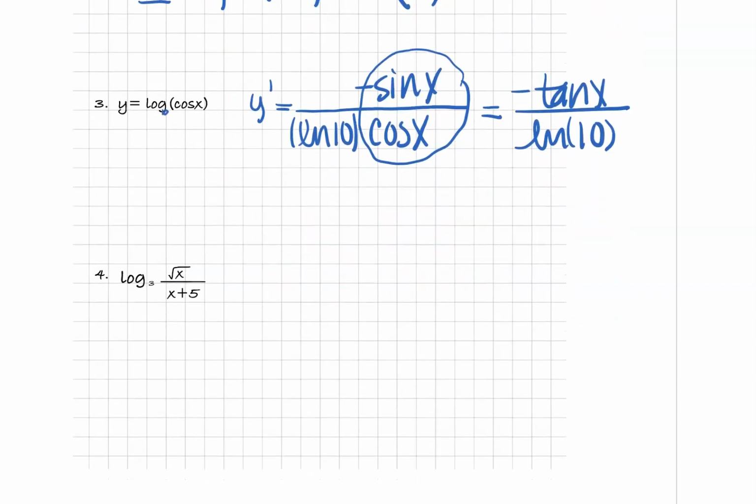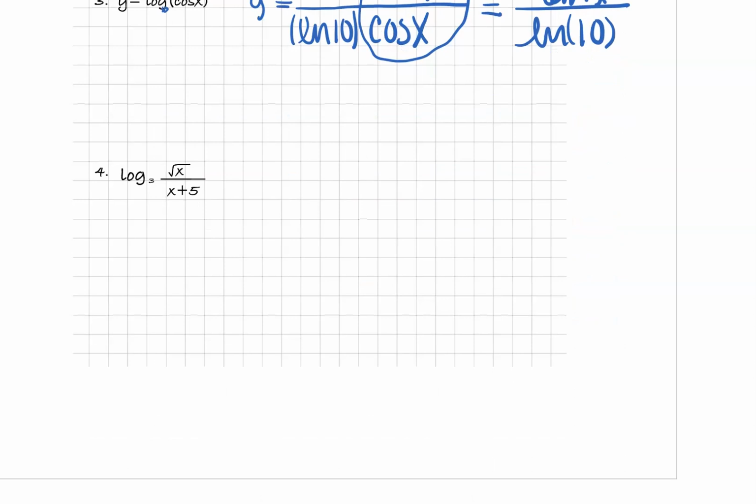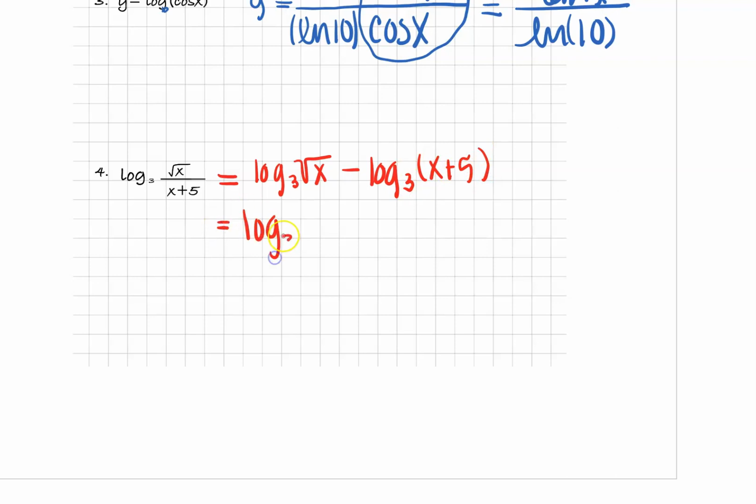One more. Looking at this one, I'm going to see that it's going to benefit me to do some algebra first and apply some of my log properties. So I'm going to say this is equal to log base 3 of square root of x minus log base 3 of x plus 5, so separating out that quotient. I'm going to go ahead and rewrite without the radical, so it would be x to the 1/2 minus log base 3 of x plus 5. And then I'm going to move this exponent out front. Again, we're in red. This is all algebra.